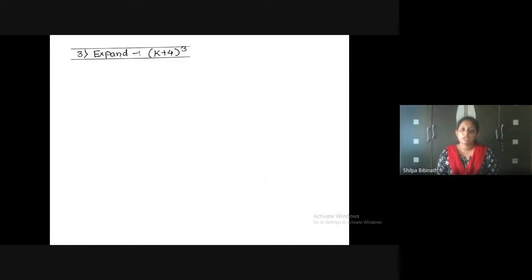Third question, k plus 4 the whole cube. How are you going to solve this? This is in the format a plus b the whole cube. Yes. So this will be a, plus this will be b. 4 will be b, the whole cube. So apply the formula. What it will be? K plus 4 the whole cube is equal to a cube. A is what there? K.